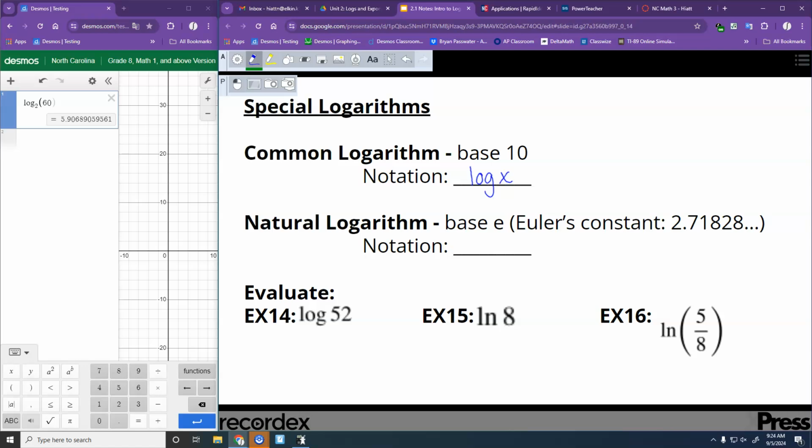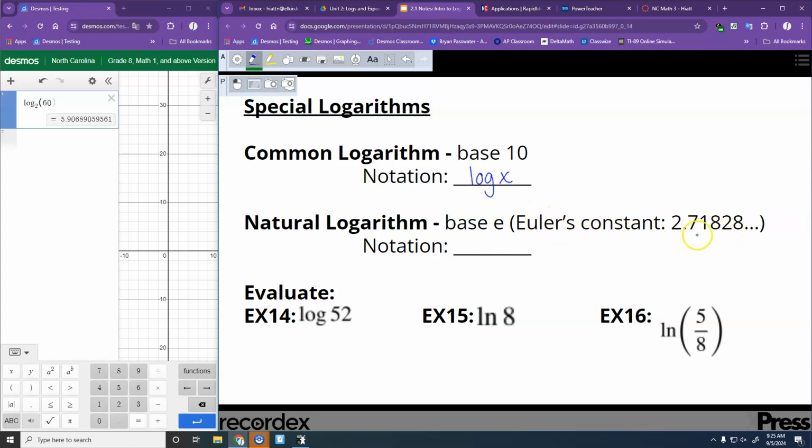The other one that we are going to use is a log base e, okay? It's called the natural logarithm, and e is Euler's constant. I know this looks like Euler's, but it's Euler's is how it's pronounced because it's not English. I can't remember what he was, maybe German, but that might not be right.